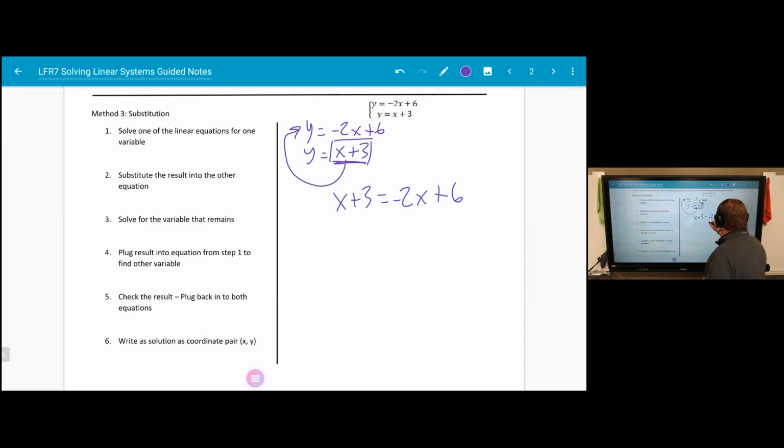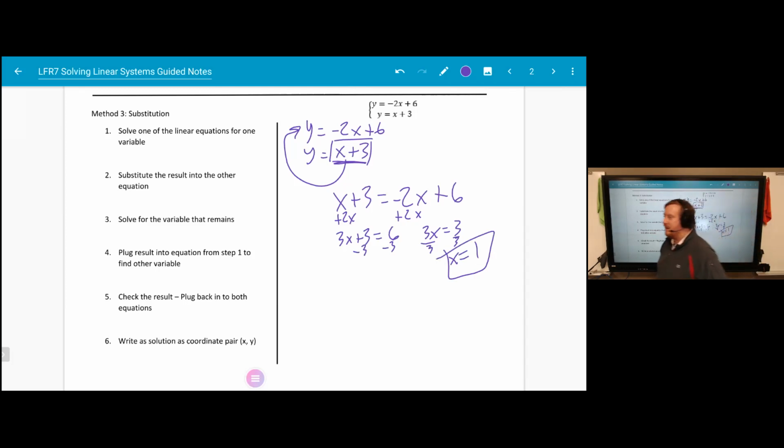What if I added 3x to both sides? I just got ahead of myself. Added 2x to both sides. So this would be 3x plus 3 equals 6. If I'm solving for x, I could subtract 3 from both sides to get 3x equals 3. And this is kind of funny, it's the same problem, right? So if I divide both sides by 3, x still equals 1. And we've just solved for the variable that remained.